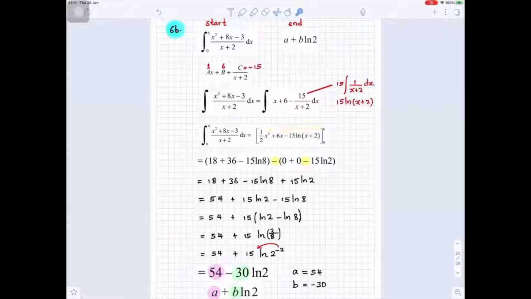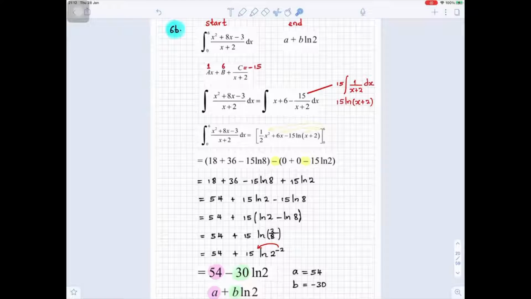For part B, it says we should integrate that expression. So we start there, and that's where we want to end. Since we had changed it to partial fractions, we know a is 1, b was 6, and c was minus 15 from part A. We can write it out like that.